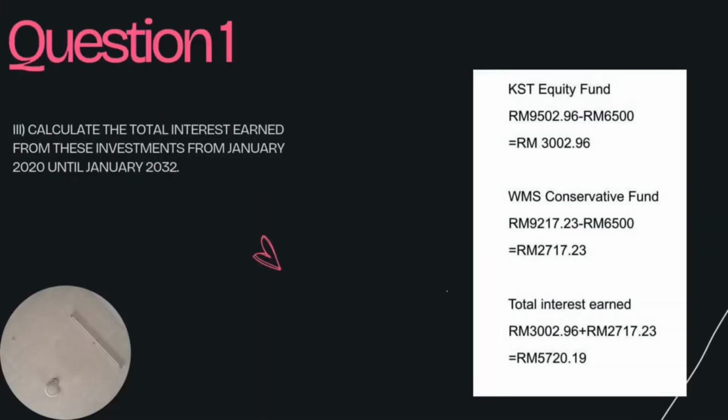Question number 3 is calculate the total interest earned from this investment from January 2020 until January 2032. To find the total interest earned, it's going to be the total amount in the account minus the total investment. For KST Equity Fund, it will be 9,502 ringgit 96 cents minus 6,500 ringgit, and the answer will be 3,002 ringgit 96 cents. For the WMS Conservative Fund, it will be 9,270 ringgit 22 cents minus 6,500 ringgit, and the answer will be 2,770 ringgit 22 cents, and the total interest earned will be 5,720 ringgit 90 cents.